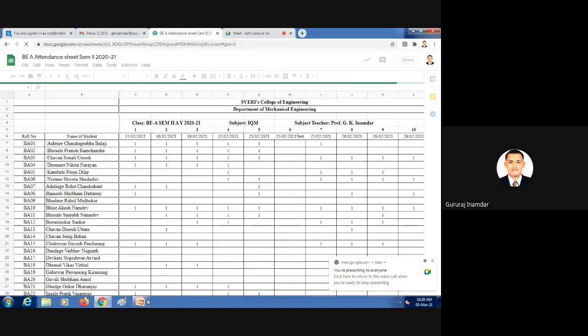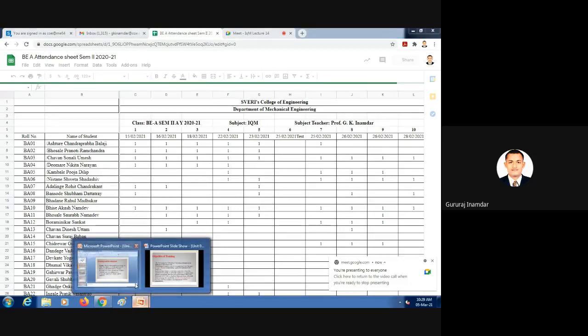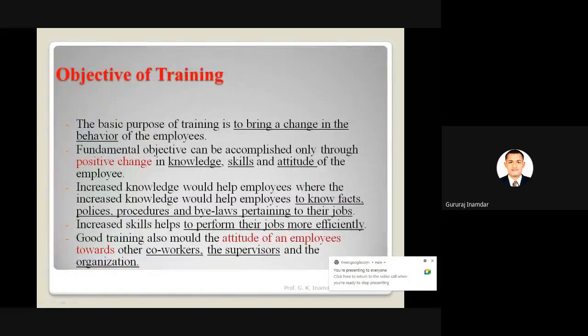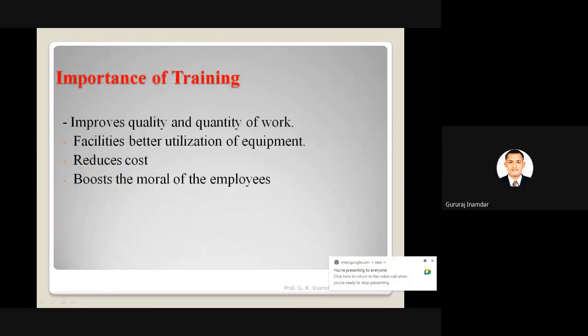So these are the objectives of the training. Is it right? Now the next point is the importance of training: it improves quality and quantity of work, and facilitates better utilization of equipment. Is it right? Whenever you give better training, definitely quality will increase, and quantity may also increase.